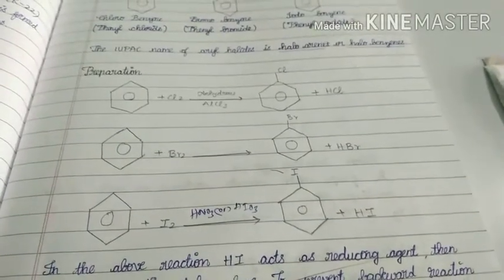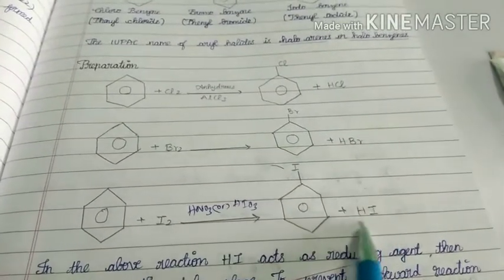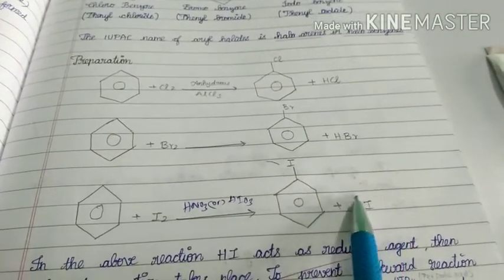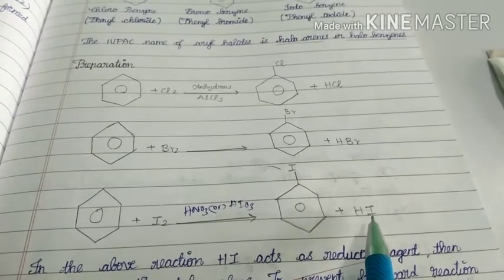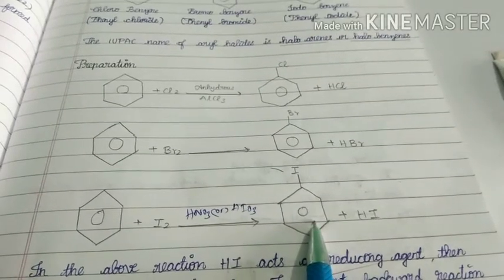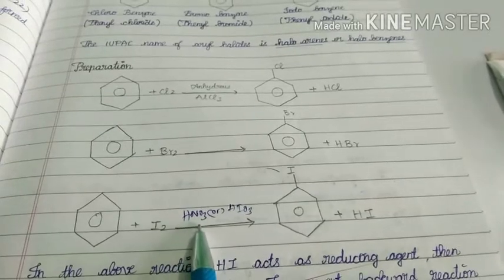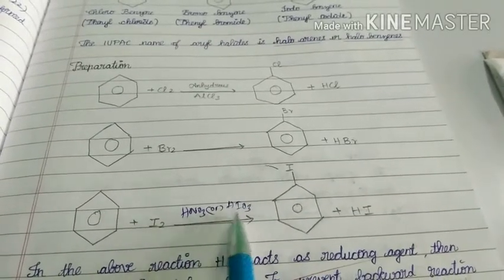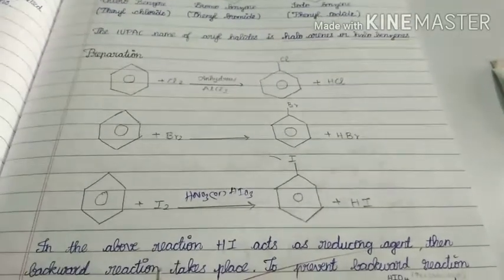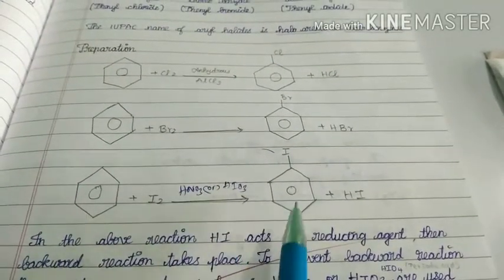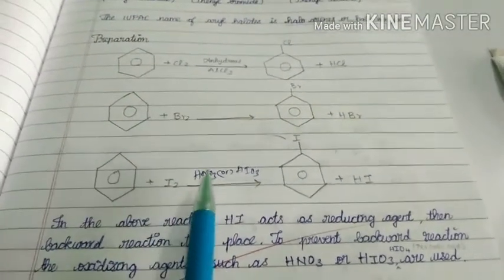Here one important point regarding this reaction is that during the reaction HI is formed as a byproduct, but this HI acts as a strong reducing agent. That means it readily loses hydrogen atoms to this product, and the backward reaction takes place again. To prevent the backward reaction, we have to use oxidizing agents. They are either HNO3 or HIO3, nothing but nitric acid or iodic acid. When you use these reagents, the backward reaction will be prevented. So this is one of the preparation methods for aryl halides.